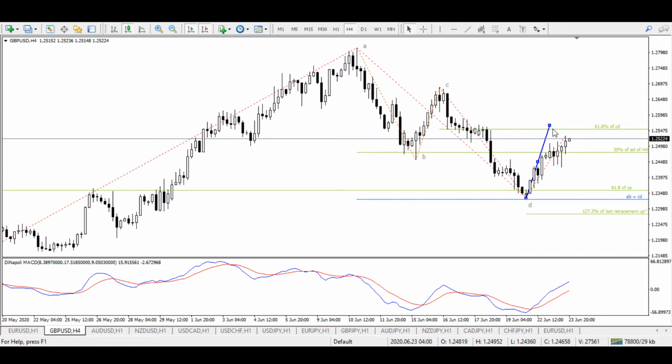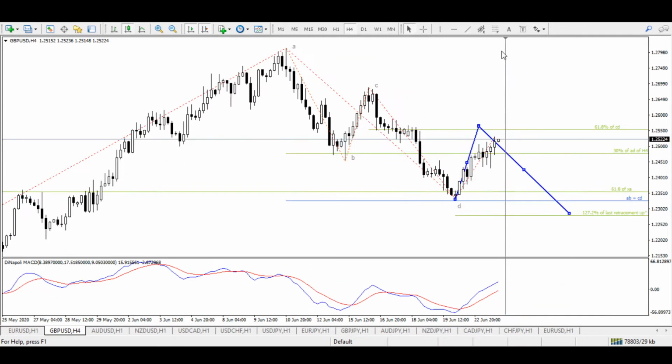then there is a chance that this can make a 3-drive pattern, where this is the first drive, this is the second drive, and the third drive maybe like this. This can be a 3-drive pattern, but we will require a candle pattern here, maybe an engulfing bearish candle pattern, or other significant bearish candle pattern around this area, for the starting of this 3-drive development.